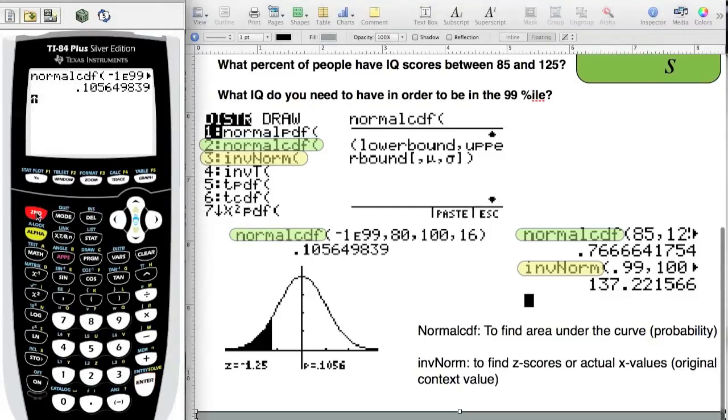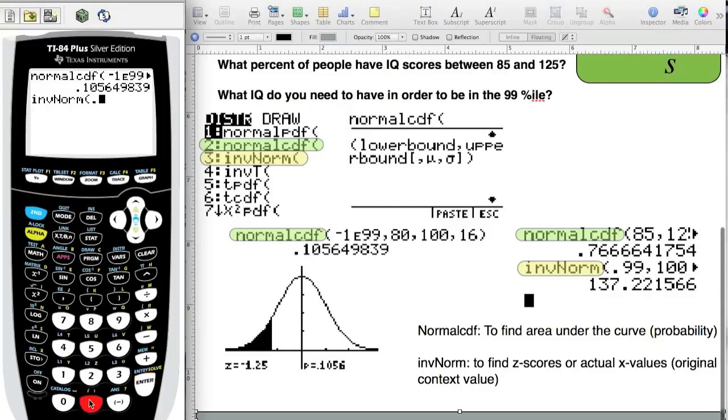So that's in the same place. Go back to second, vars. It's going to be right here, invNorm. So I'm going to go down to 3. I'll hit enter. And now this one's a bit different. What you type in is the percentile. Now notice I gave you the percentile here. invNorm finds the values, but you must use an area or percentage. You've got to convert it to the decimal from the left cumulative up to whatever number you're looking at.